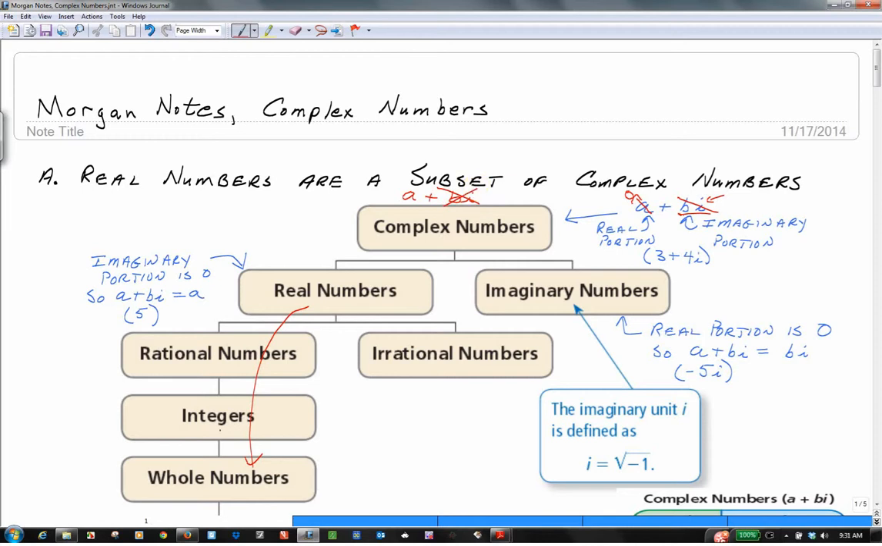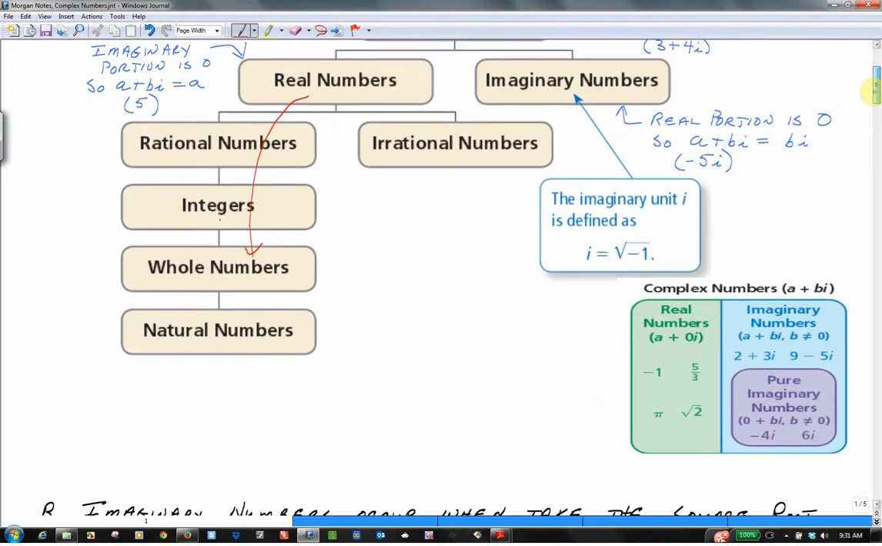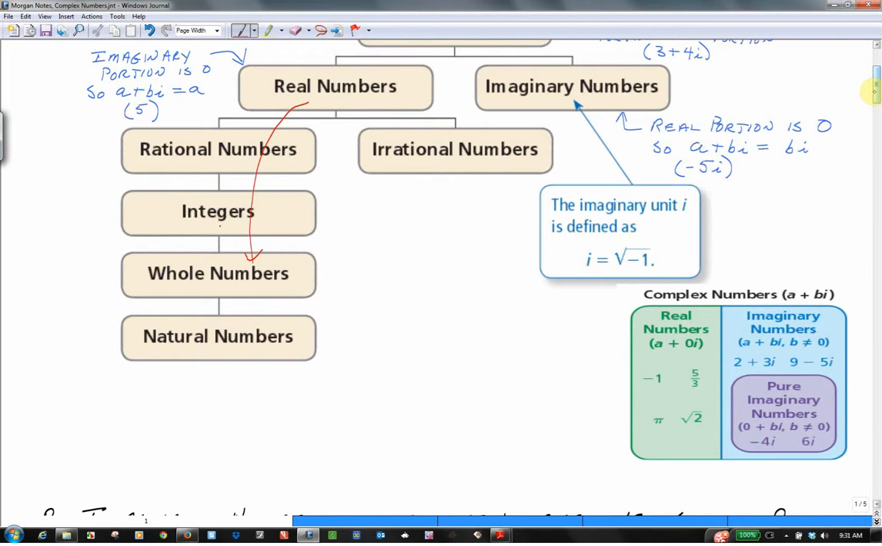Okay? So let's talk about what an imaginary number is. Now, before I do that, here's a little thing. This is right out of your book. So what you can see is it's got a little bit of what I just said. We have the real numbers, real numbers only. That means there's no imaginary portion. And the A plus 0i, the imaginary portion is 0, and I get the numbers I'm used to dealing with.